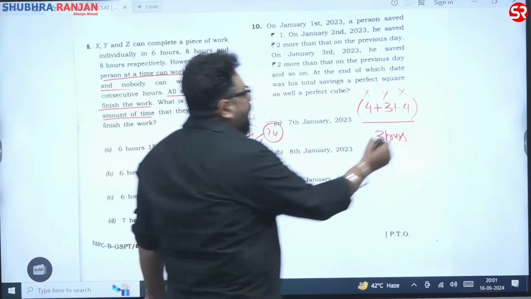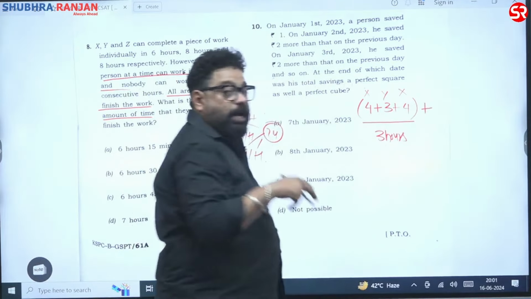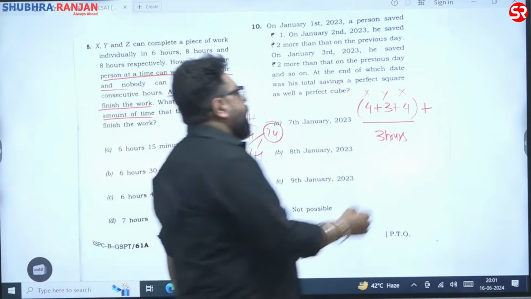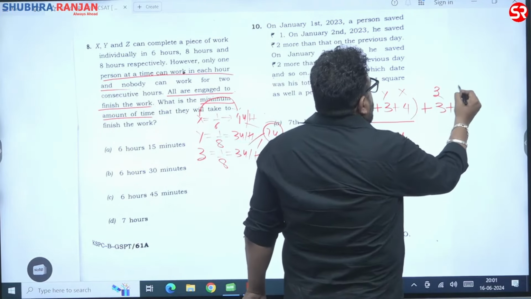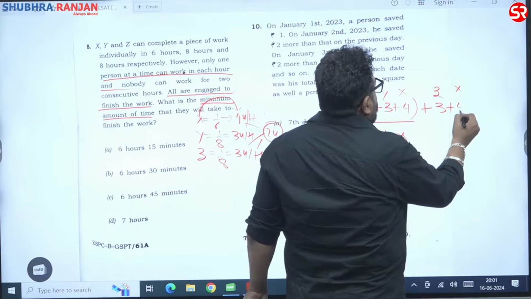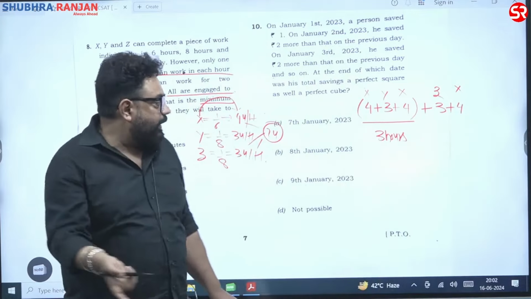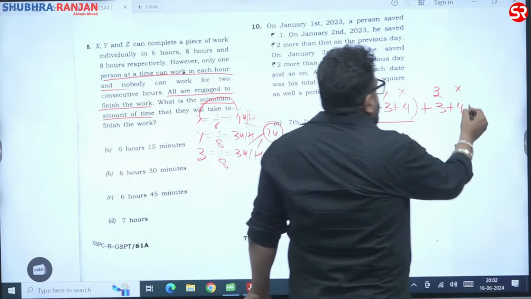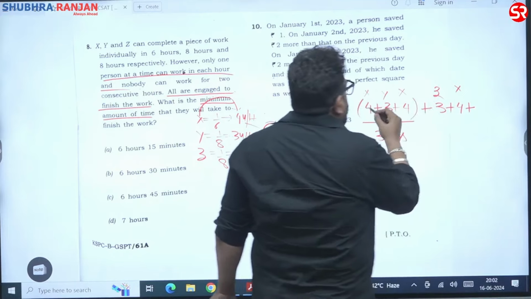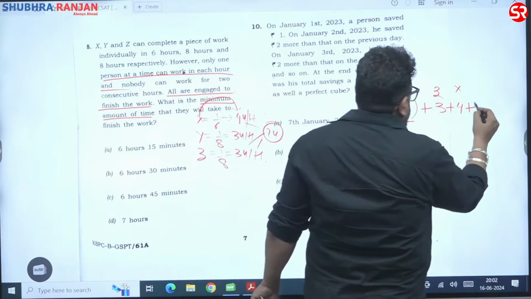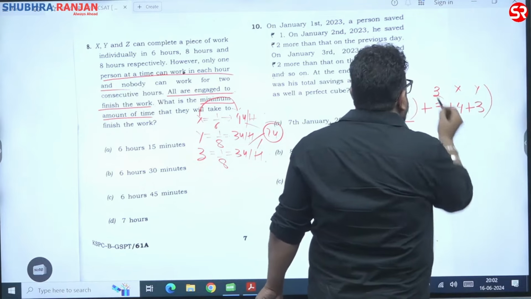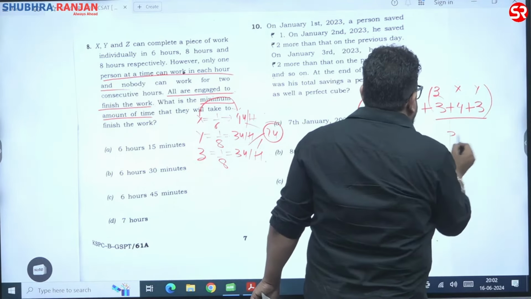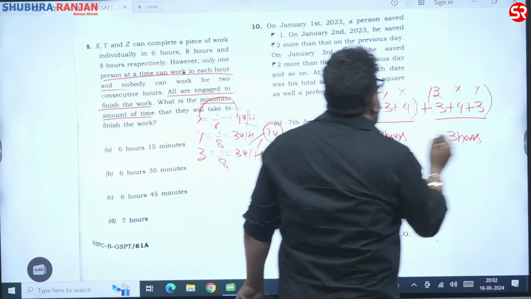Now, in the 4th hour, you cannot make X work, so you have to make Z work. So I put in Z. Z works for 3 units, and then again X comes back and makes 4 units. Why? Because we have to minimize the time. And then again, you can use either Y or Z, it is your own choice, 3 units, because you cannot make 4 again. So you can say Y.